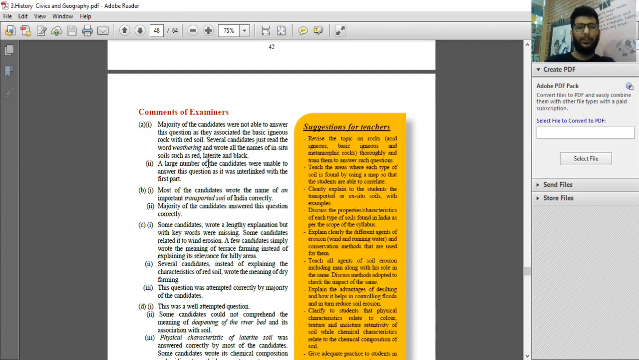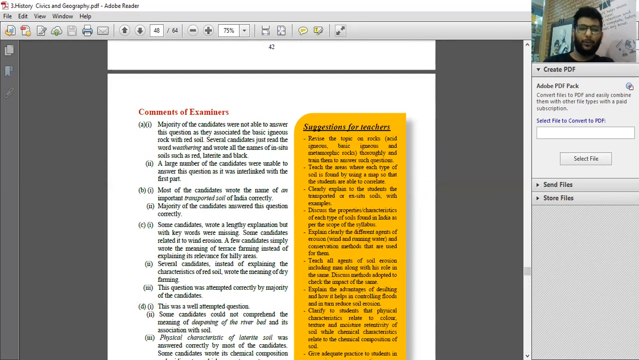In my opinion, I will always suggest make a tabular form of characteristics, like for example, the temperature, the materials found out there, and you can easily jot down the pointers out there. Easy for you to remember. All right. Most of the candidates wrote the name of an important transported soil of India correctly. That is alluvial soil, of course, because it comes through the mountains, brought down by the rivers.